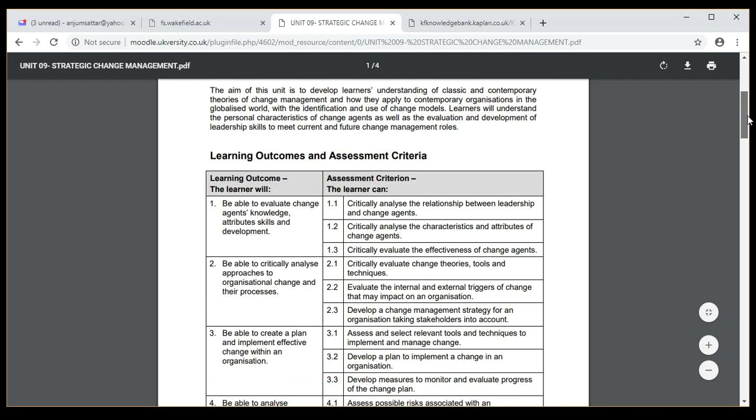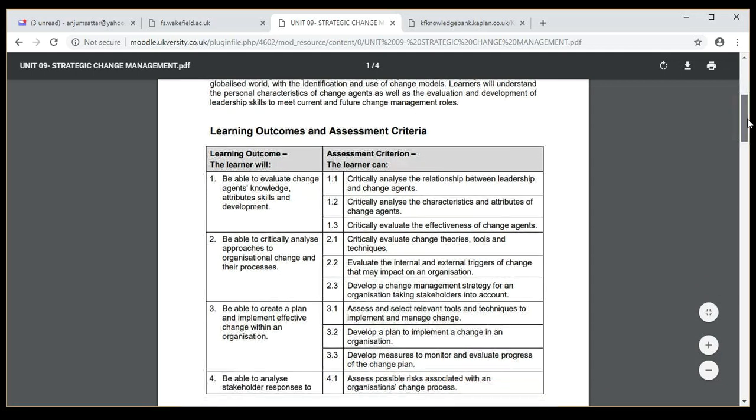We have a learning outcome first, which we will go through first and second today. Be able to evaluate the change agent, knowledge, attributes, skills, and development. So we will discuss what sort of skills, what sort of ability, what sort of leadership style is required to make a change happen successfully. Then we'll go through some theories that we need to keep in mind, and we'll prepare the change management process, because at the end of the day, whatever change we want, ultimately we want to achieve our organization objective.